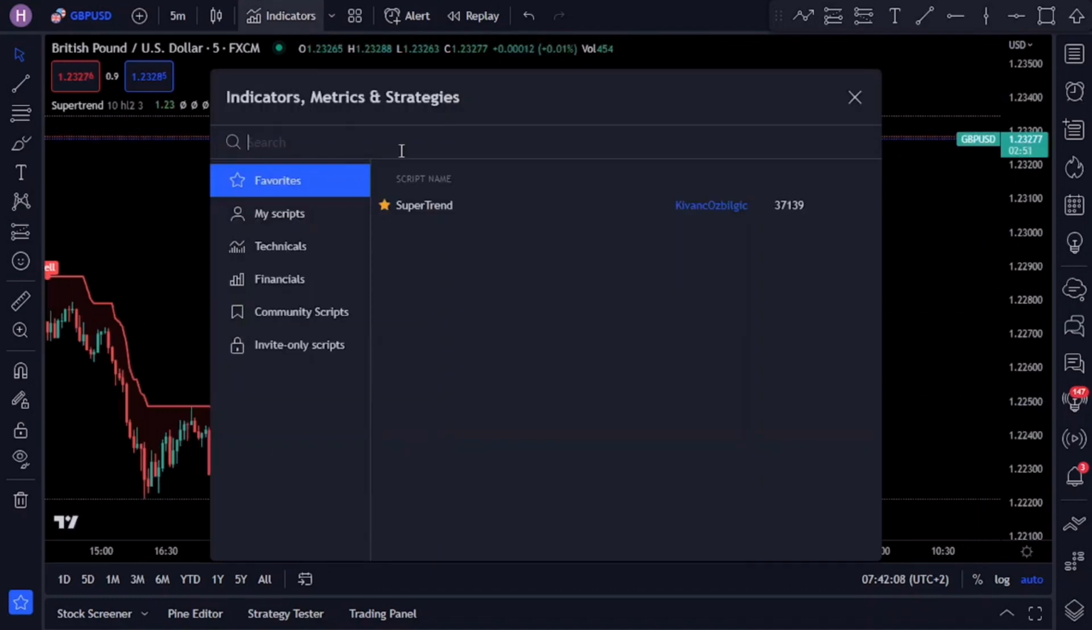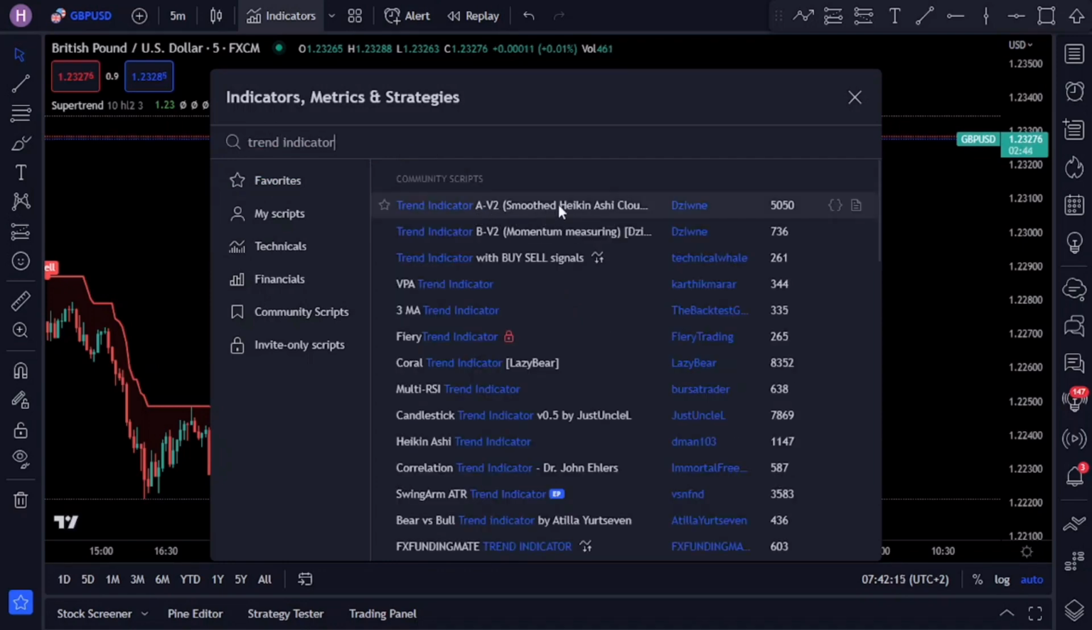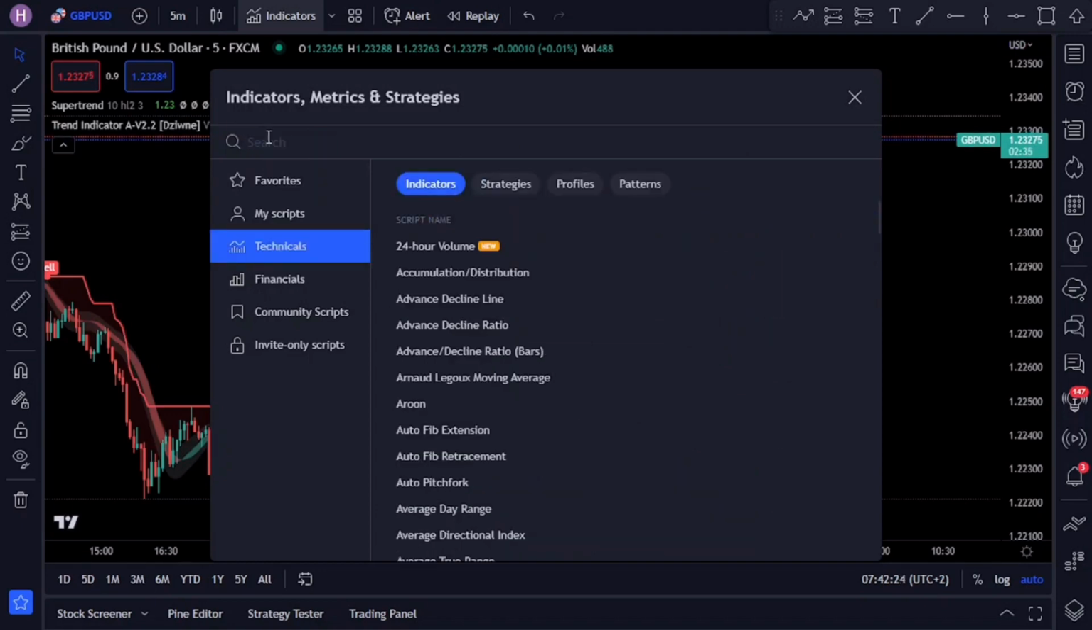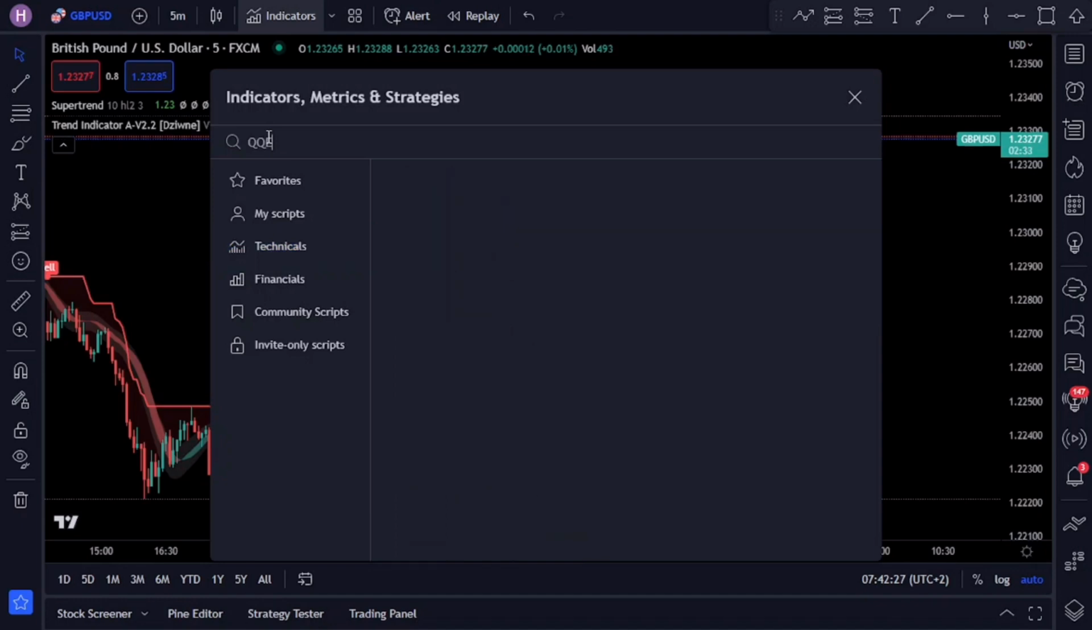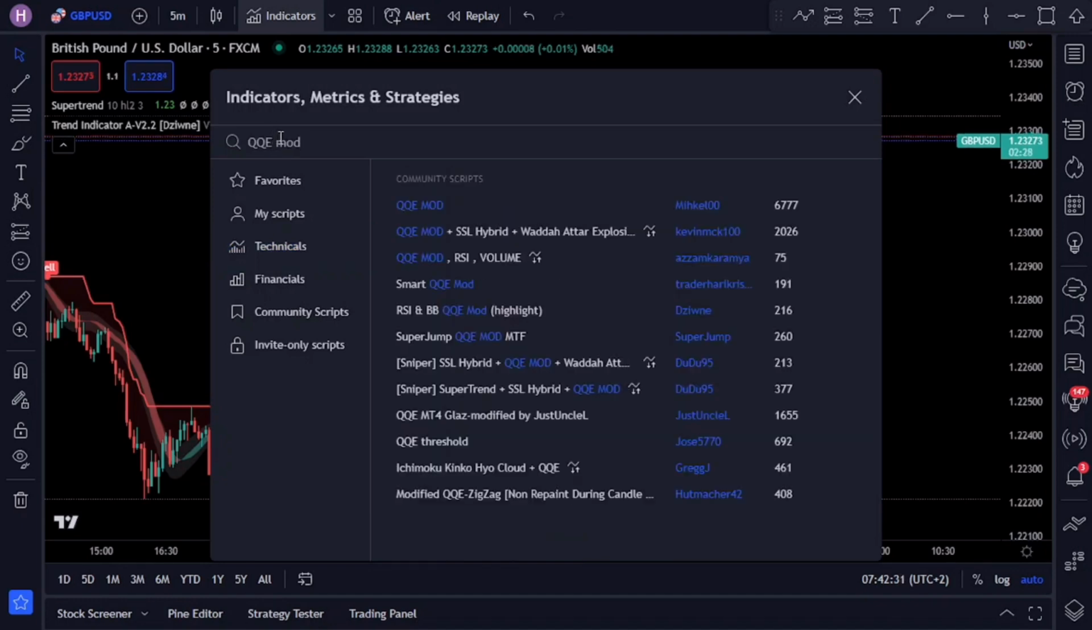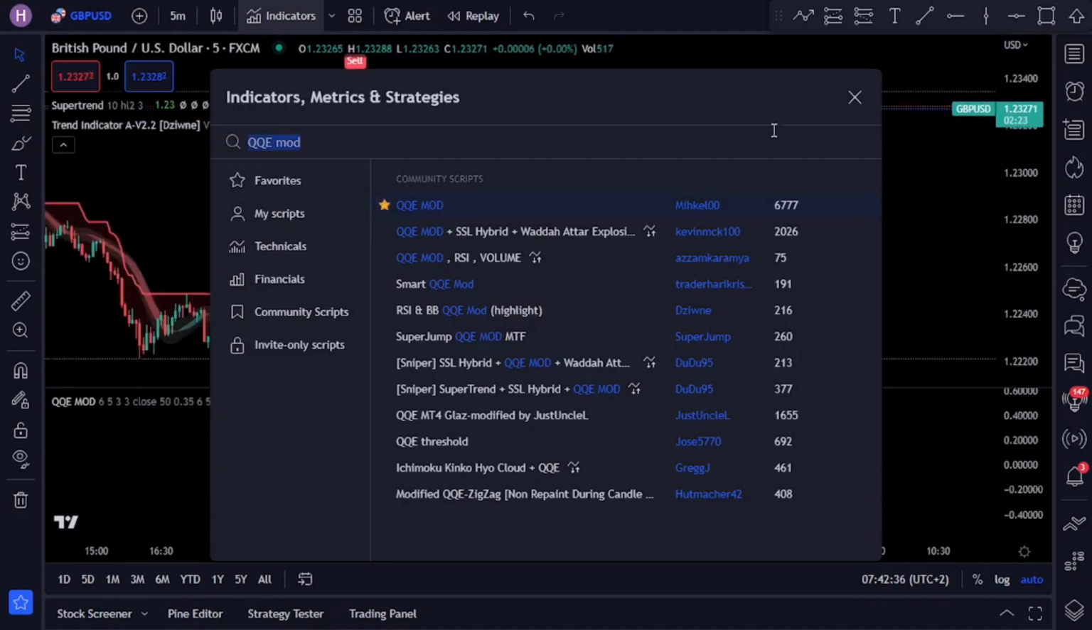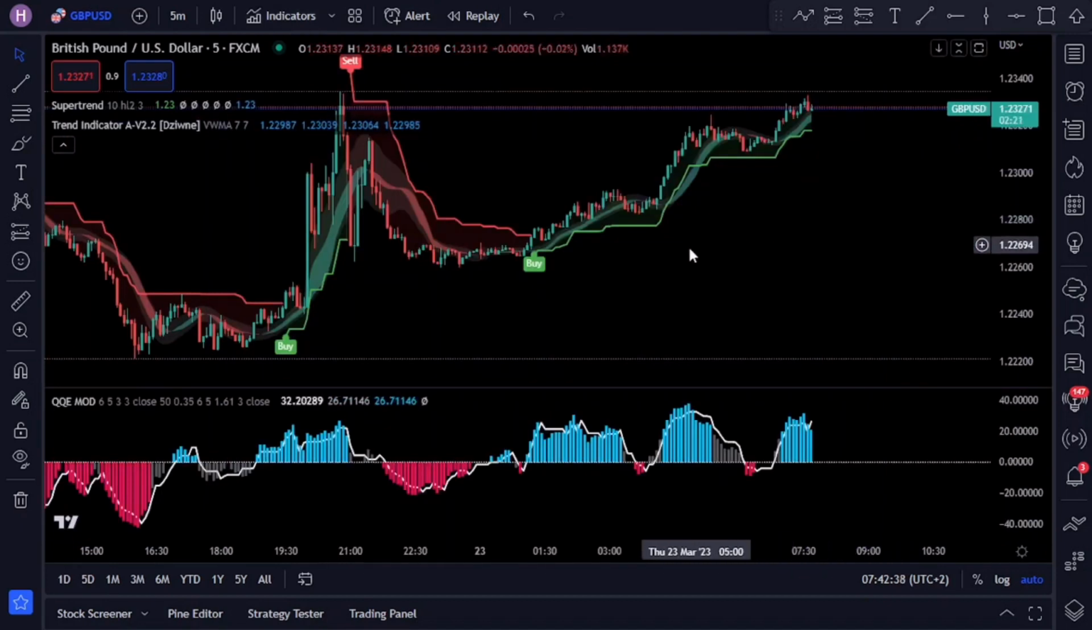To do this, under the indicators option, type trend indicator and select the A-V2 indicator. Lastly, we're going to add our third indicator before making some adjustments to make the system easier to use on our charts. The third indicator that we'll be adding is the QQE mod. To find it, simply type QQE mod under the search options and add it to your chart. You guys have seen me use the QQE mod in some of my other strategies as well. It's pretty awesome.